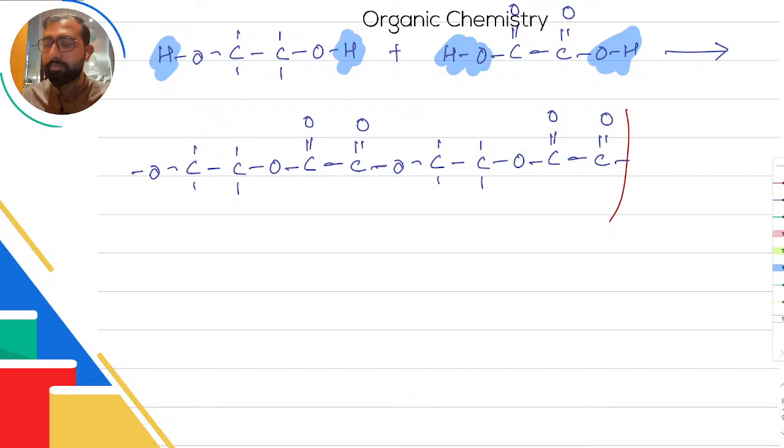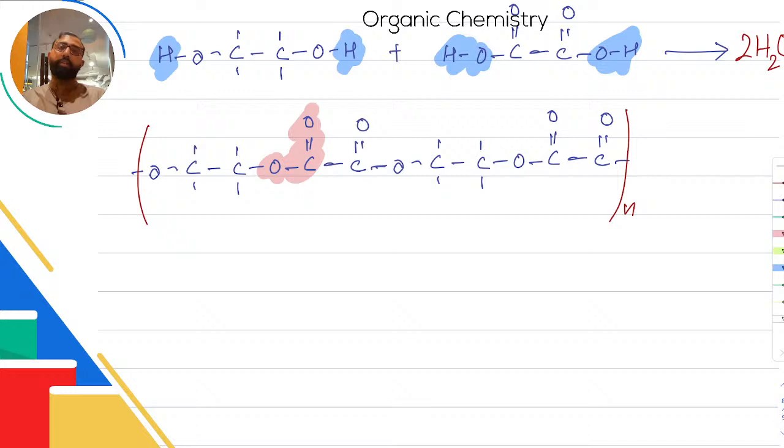And what linkage does it have? You can clearly see that the linkage is COO. This is an ester, polyester, terylene. And n tells me that there's so many of them and I'm getting water. Water because I removed H and OH. And why two? Because I'm removing from both sides. Condensation principle at work.